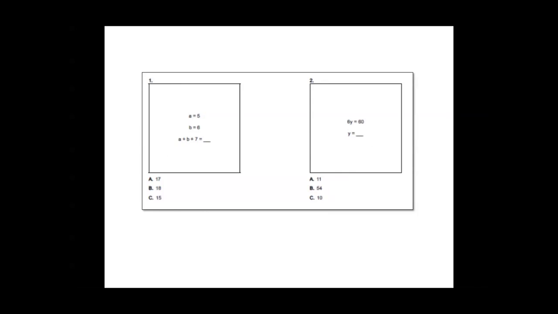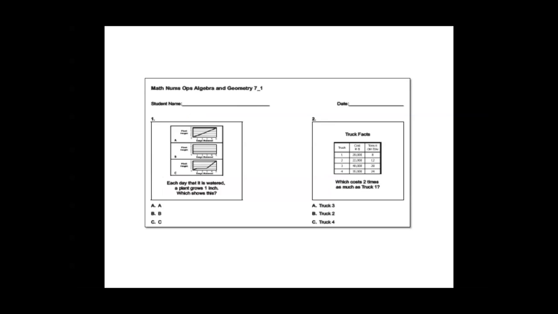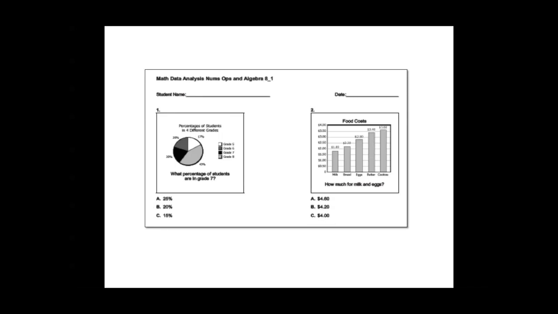As you might guess, you are here seeing some examples from a grade 6 algebra progress monitoring test. And here we have some example items from a grade 7 number and operations, algebra, and geometry progress monitoring test. Finally, you see some example items from a grade 8 data analysis, number and operations, and algebra progress monitoring test.